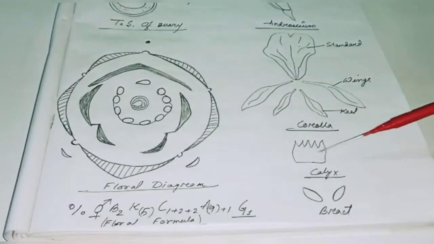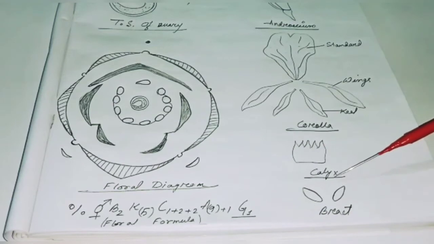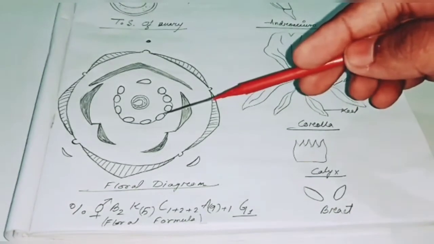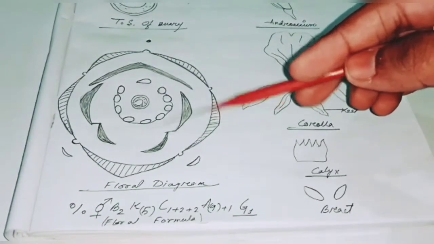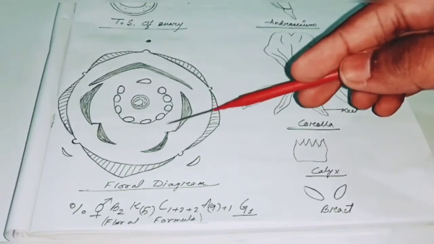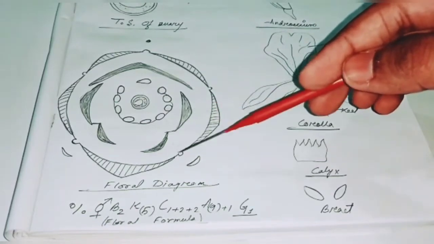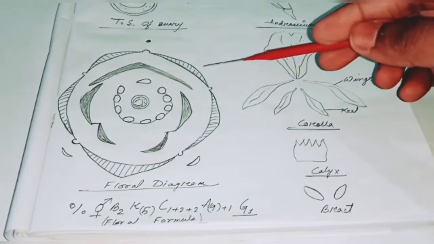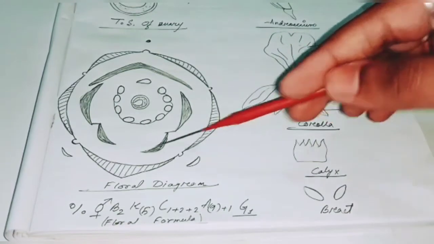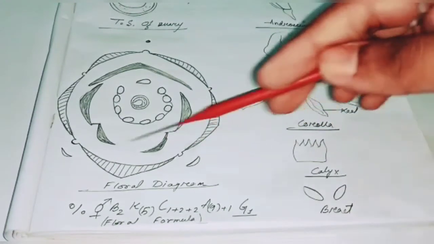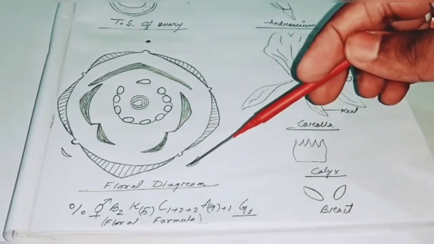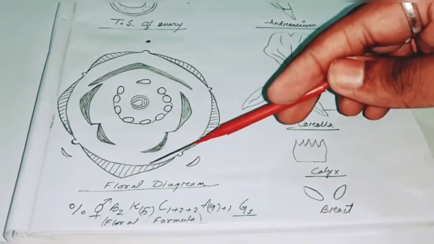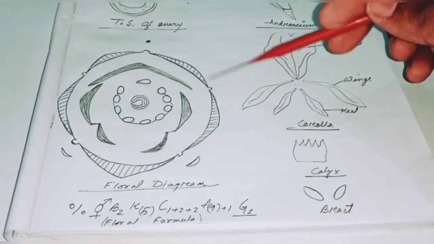Now the calyx. These are the sepals, and this is a bracteole. Now it is a floral diagram of the flower, Clitoria ternatea. You can see there are two bracteoles on this side, and on this side two bracteoles. Then it is the calyx. You can see it is the calyx part.